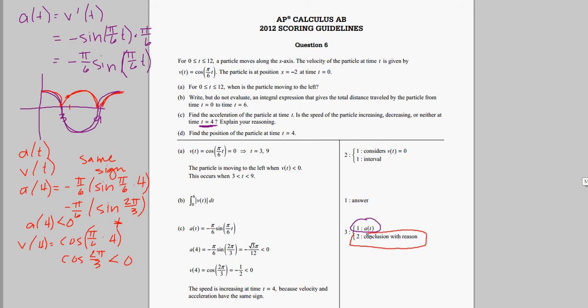So you can see you get 2 points for your conclusion with your reasoning. You have to put a statement here. You could have either said the speed is increasing at t equals 4 because velocity and acceleration have the same sign. You could have also said that the speed is increasing at t equals 4 because the absolute value of the velocity graph is positive, which is what speed is.